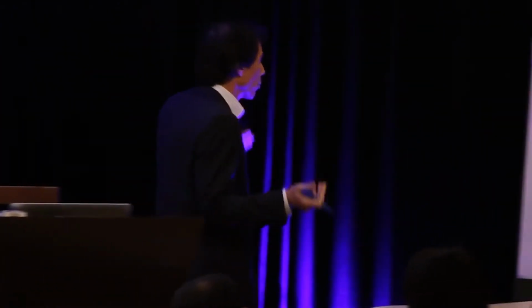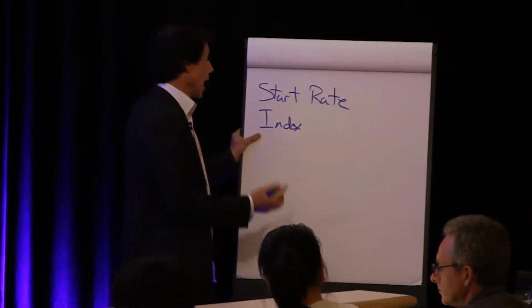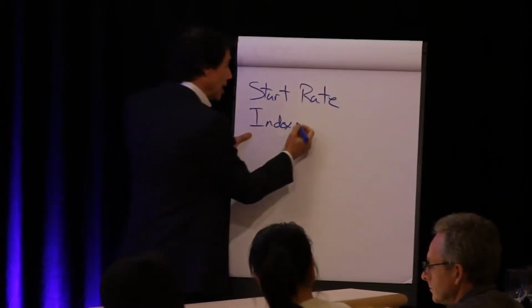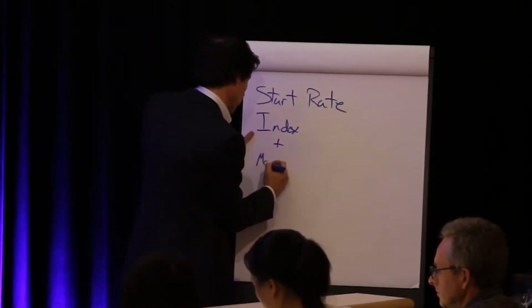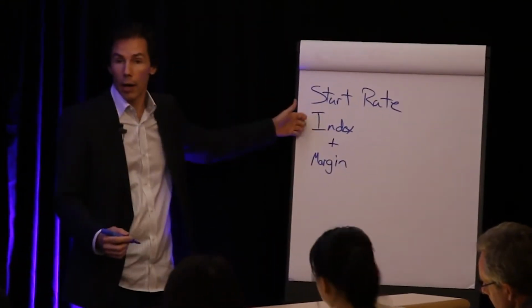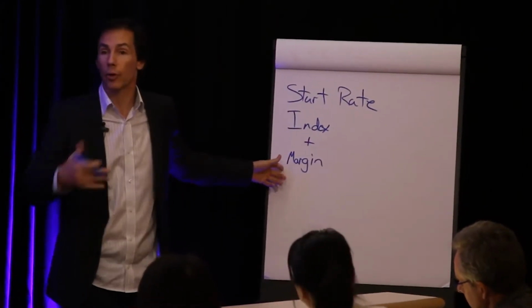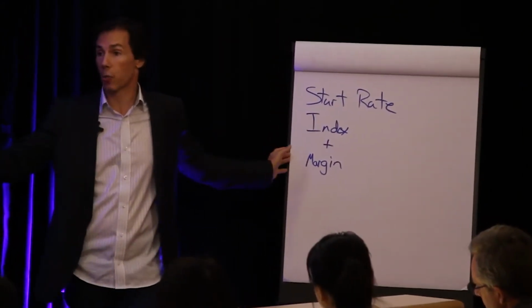So after the initial fixed period ends, then you take the index, which might be the cost of funds index or the prime rate or whatever. There are many indexes, okay, or the LIBOR or whatever. And then you take the index plus the margin. Now the margin is a profit above the index. And when you add the two together, you get the true fully adjusted rate.